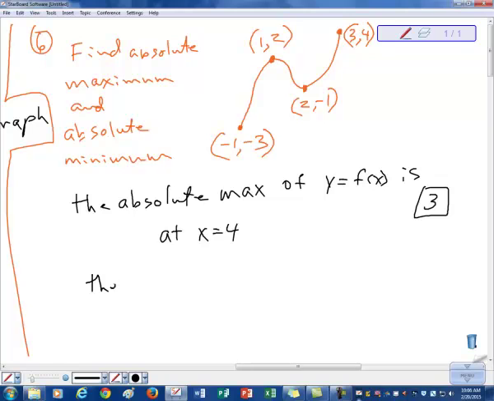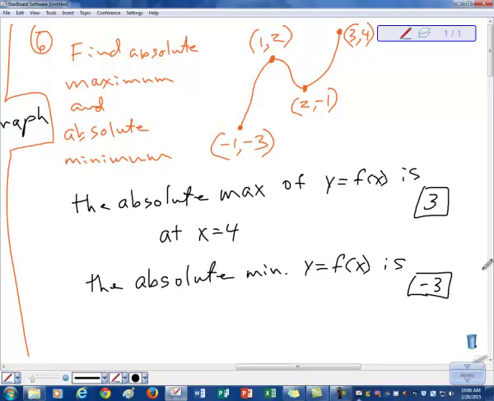So try to figure out the absolute minimum. The minimum of y equals f of x. So this y equals f of x should be a clue for you that you're just looking for the y values, which is -3. Alright, and that would be at x equals -1, but they're not going to ask for that.